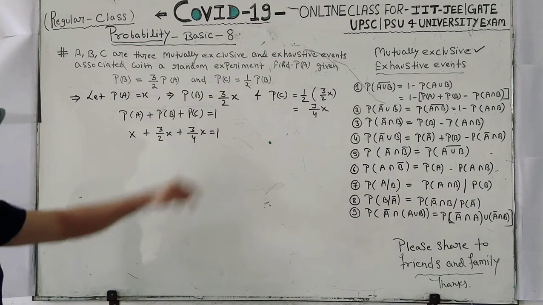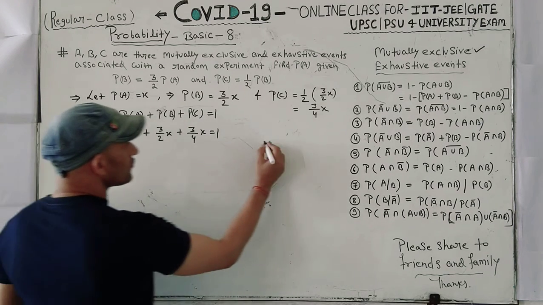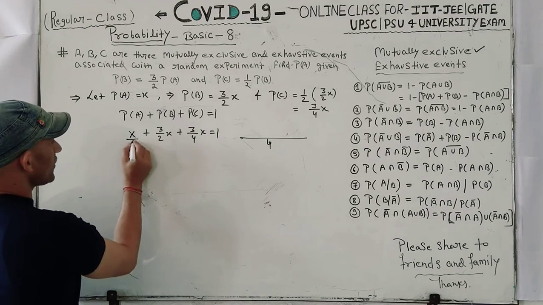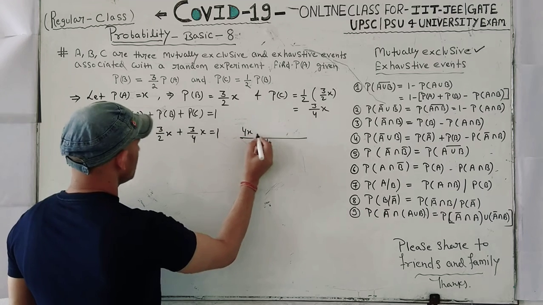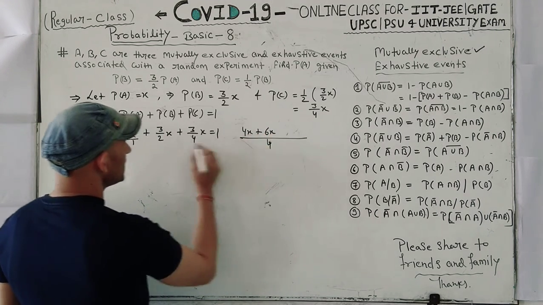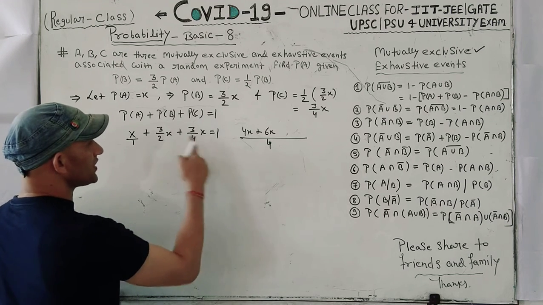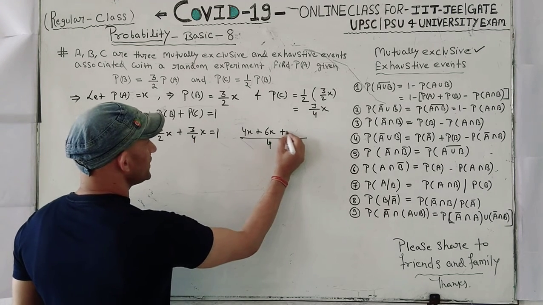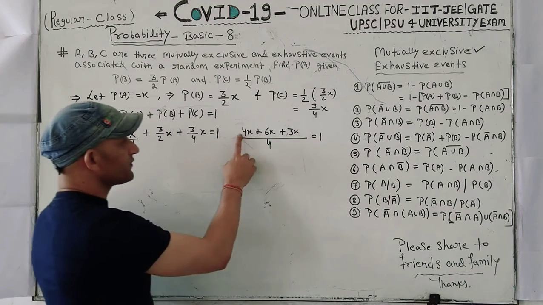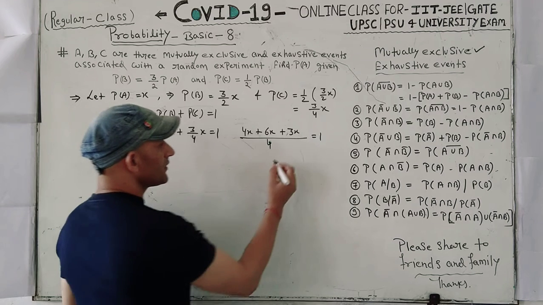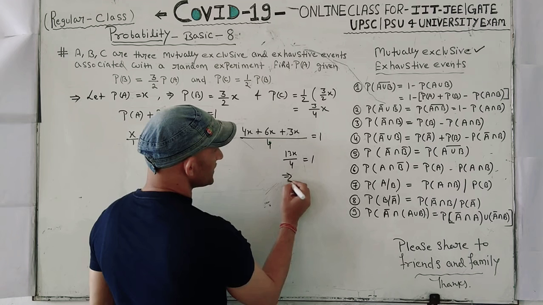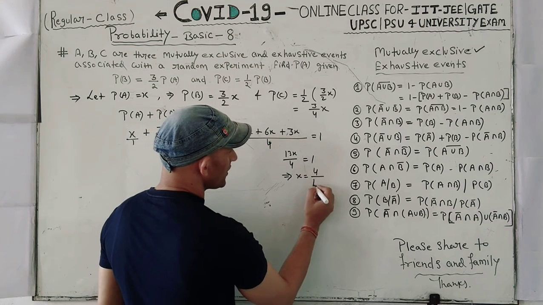Now you have to solve it. Its LCM is equal to 4. 4 times 1 is 4, plus 2 times 2 is 4, and 2 times 3 is 6, and 4 divided by 4 gives 1, and 1 into 3 is 3. Then 3X. Now add 6 plus 4 is 10, plus 3 is 13. So 13X upon 4 is equal to 1. In this condition, X is equal to 4 upon 13.